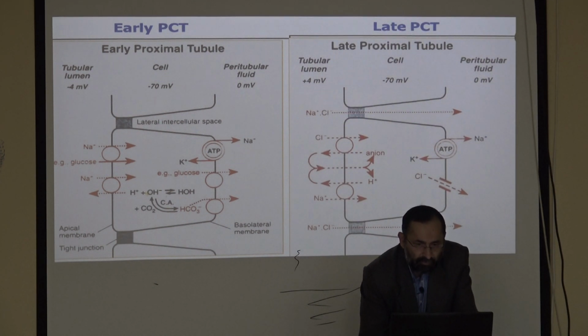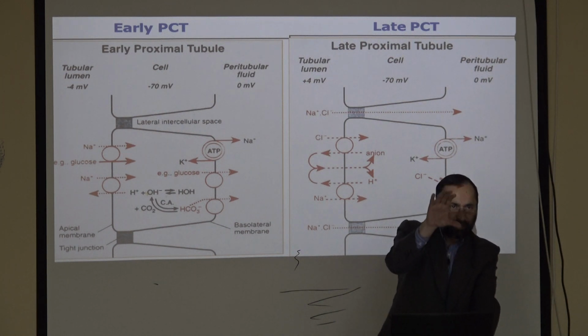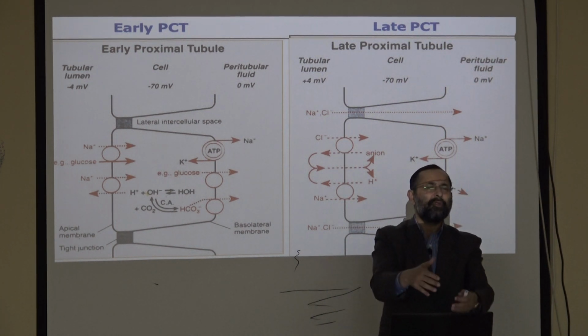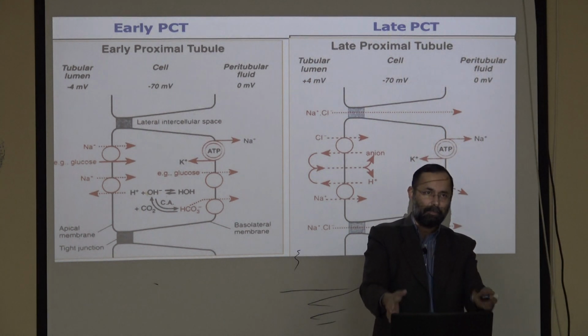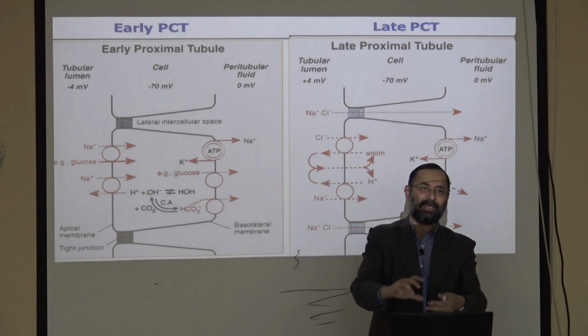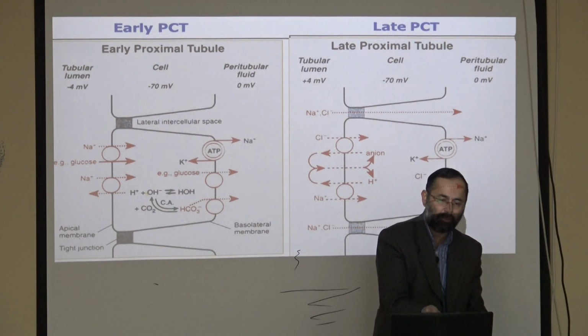So what do you see here? Proximal tubule upper part, proximal tubule lower part, early or late proximal tubule. You divide the proximal tubule into two parts, the upper portion and the lower portion, still proximal tubule, but slight change in processes in handling of the ions. Okay, now what do you see in lower down proximal tubule?